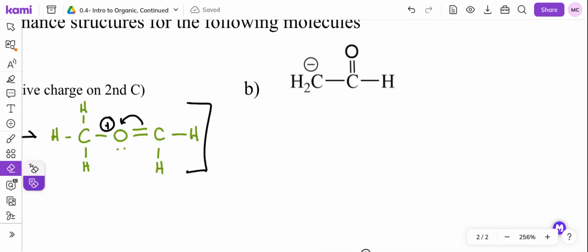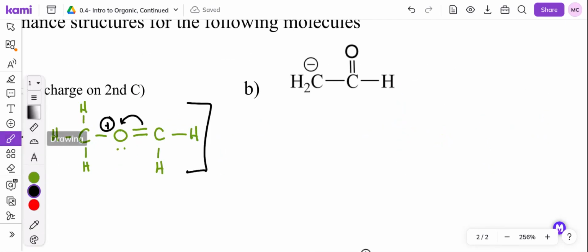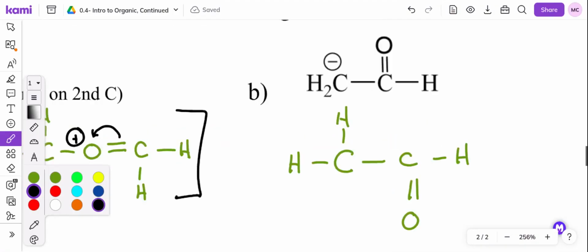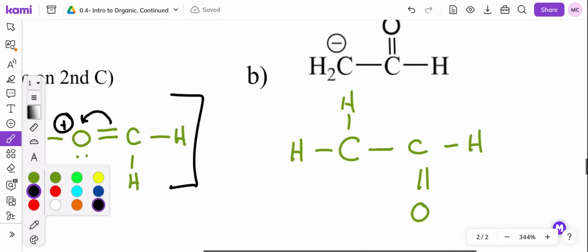All right, let's take a look at part B. Taking a look at part B, we're going to do the same thing here. I'm going to draw out my skeletal structure based on this. So I've got my carbon, hydrogen, hydrogen, and then a carbon. I'm going to put the double bond down here in hydrogen. What I want you to notice is that in this case, we have a carbon with a negative charge. So I'm going to put the negative over here.